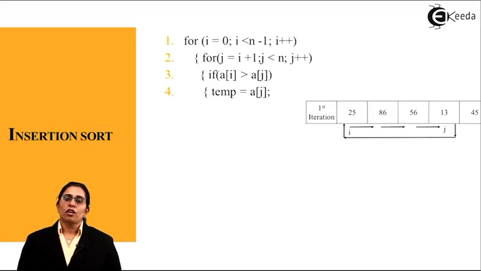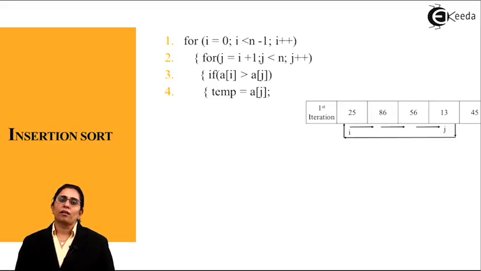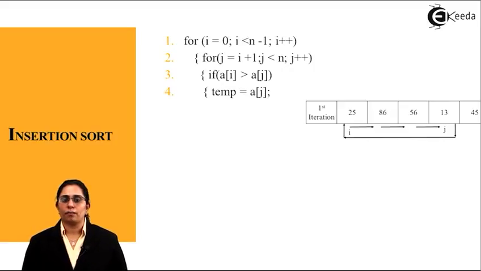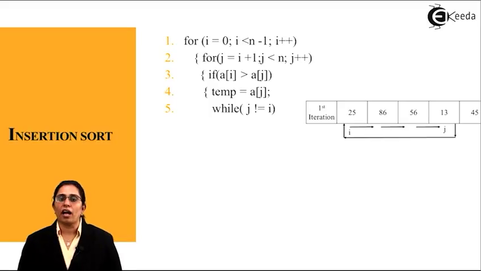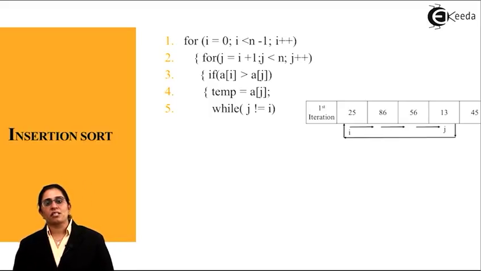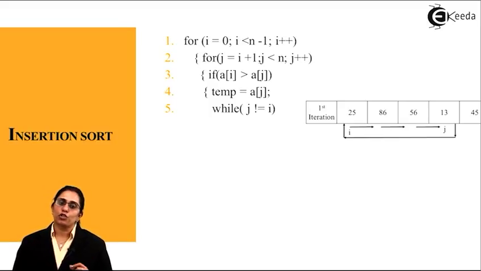How do we do it? As we see here, the value of j has to decrement until it reaches the value of I. Till that time, the shifting of elements has to take place. So how do we do it? We see it over here. We say while j is not equal to I, we keep performing the statement. At present, my j has a value 3, my I has a value 0.